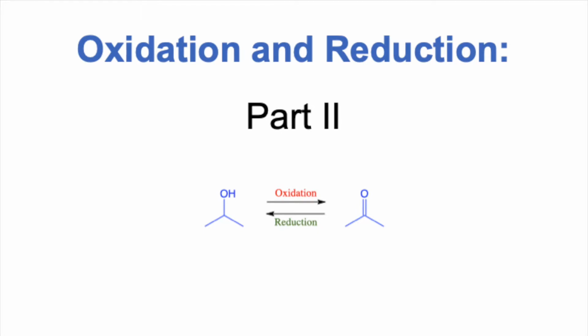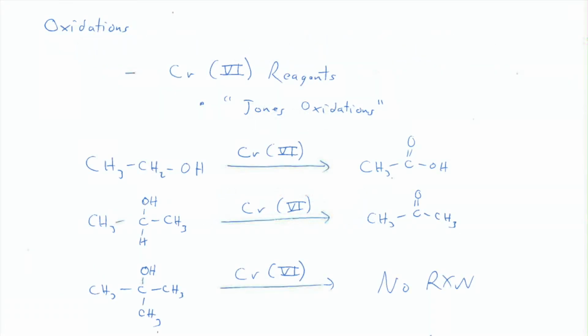So up next, we're going to look at oxidations, the reverse of reduction. And most of these reactions are going to be new to you. We're going to start off looking at kind of the most classic oxidations of all when it comes to organic chemistry, and that is oxidation using chromium-6 reagents. These are often collectively referred to as Jones oxidations. So let's take a look at some examples.